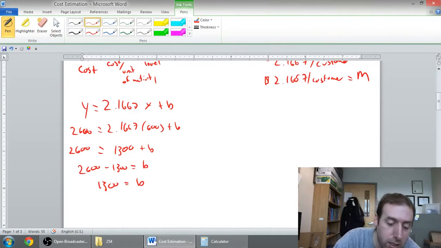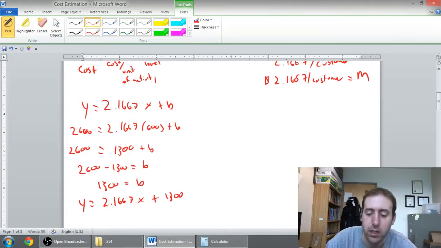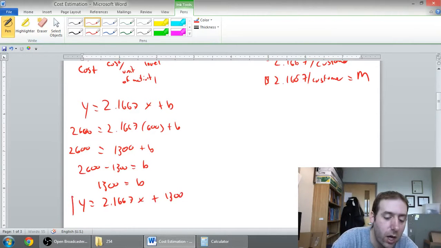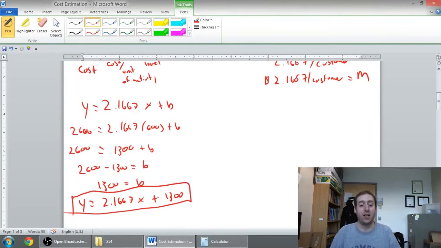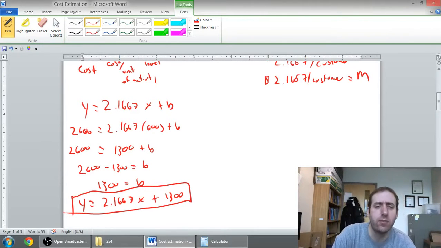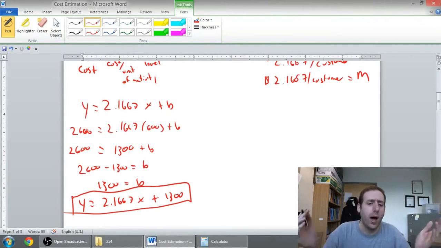that's all you need. So y equals 2.1667x plus 1300. So when it asked me to calculate the cost formula, it was specifically asking for that. So we've answered the question. Now, when I did this, I said, oh, once we get this number, 2.1667, we can either use the high or the low. I want to prove that.